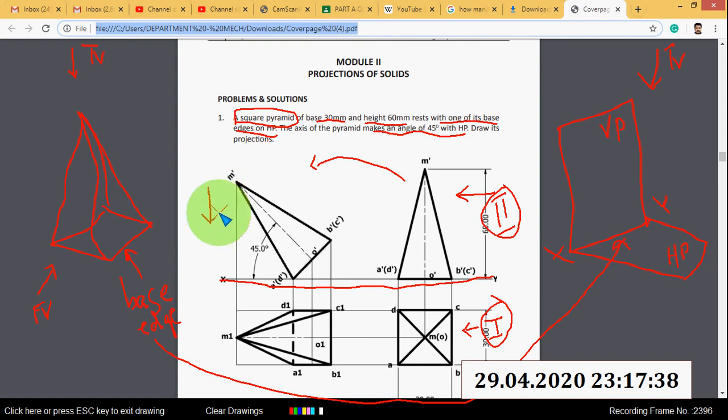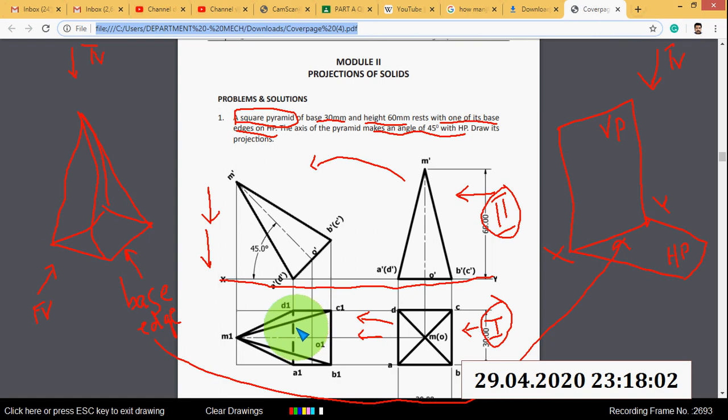Then you have to draw projection lines here. Then draw projection lines from here. Then mark the intersecting points. You have to mark all the intersecting points. Then join all the outer points. Then complete the edges, the slant edges and base edges.